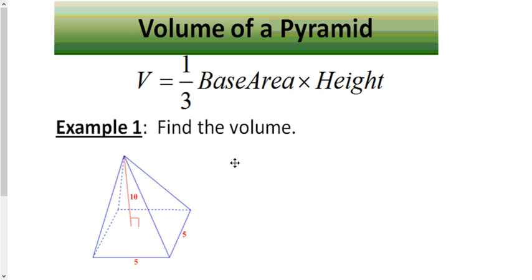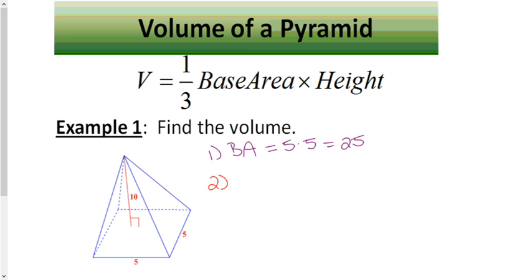So before, when we were finding surface area, you had to find the lateral area, then the base area, then the surface area, and it just took forever. Here you got 2 steps. Step 1, find the base area. So my base area, well, let's see, this is a square, so it's 5 times 5. So my base area is 25.